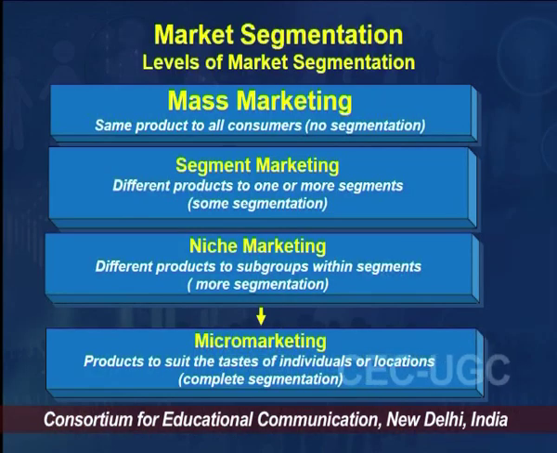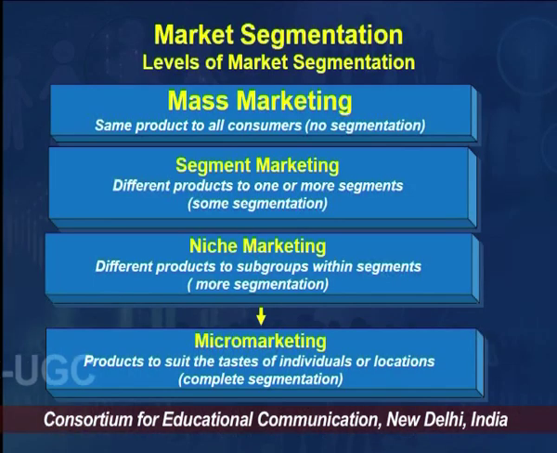As I told you, in segment marketing what we do is offer different products to one or more segments. We are doing the profiling of the entire market, and based on my target I would try to cater to the requirement of that particular target, and I will position my product as per the requirement of that customer group only, that target market only. But this is some degree of segmentation, that you are going to offer different products to one or more segments. This is called segment marketing.